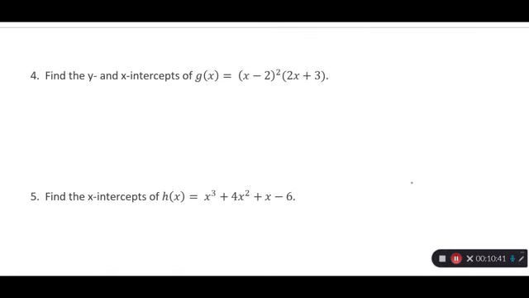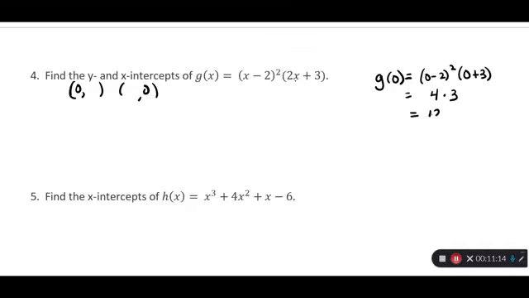Here it says find the y and x-intercept. If I'm looking for the y-intercept, the x value is 0. If I'm looking for the x-intercept, the y value is 0. And it's nicely factored already. So first things first, let's plug in 0 and see what we get for the y-intercept. g of 0 is equal to 0 minus 2 squared, 2 times 0 plus 3. This will be a negative 2 squared, 3. This means that when 0 was plugged in, we got a 12. There's your y-intercept.